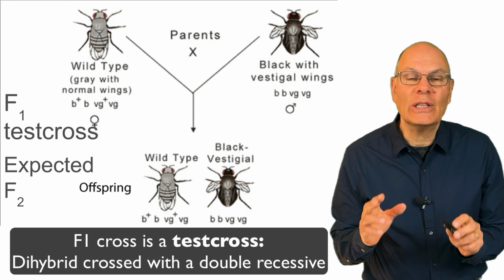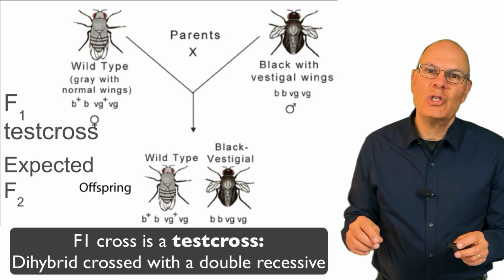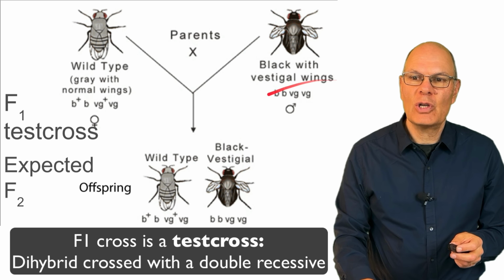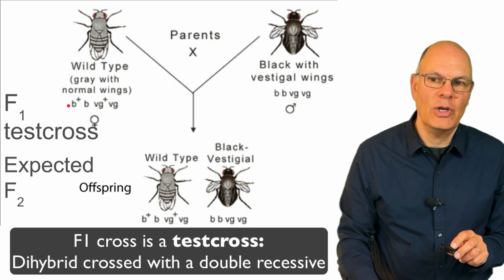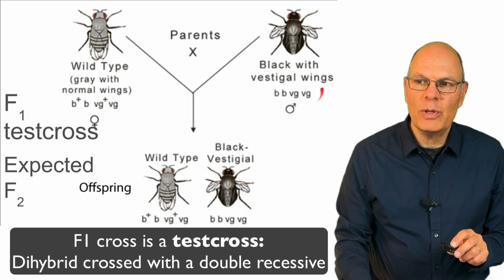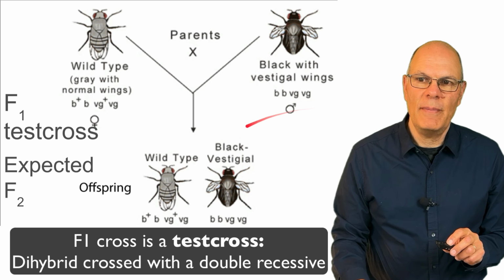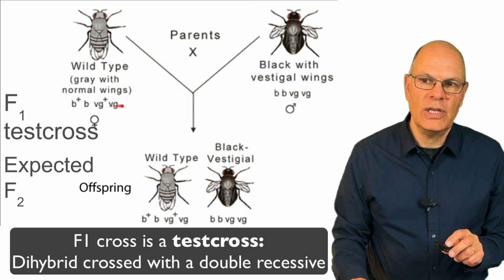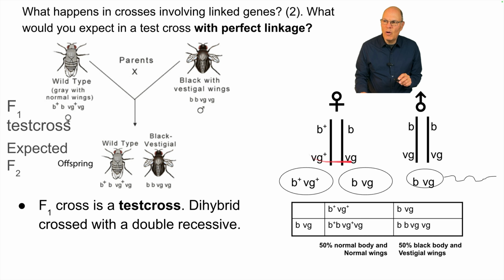The method here is a little bit different than the method in a Mendelian cross. We're not doing a dihybrid cross, we're doing what's called a test cross. In a test cross, a dihybrid, B plus B, VG plus VG, is crossed with a double recessive. The way it's done is the double recessive is the male and the female is the double hybrid. I've represented this over here.